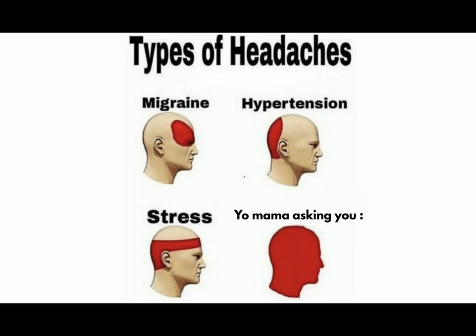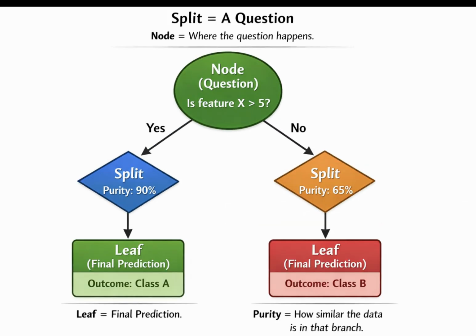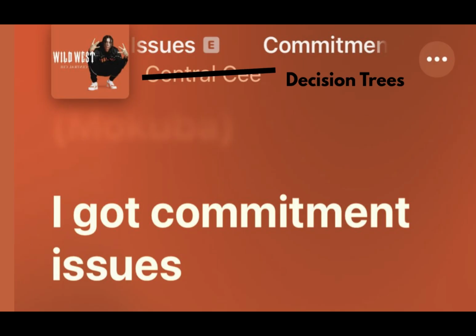Ever wondered how AI makes decisions? It's basically doing what your mum does, asking a bunch of yes or no questions until it gets the answer it wants. A decision tree is a supervised learning model that splits data into smaller and smaller groups using yes or no questions. Each question is chosen to narrow things down till it reaches the final prediction. It's basically a flowchart with commitment issues.